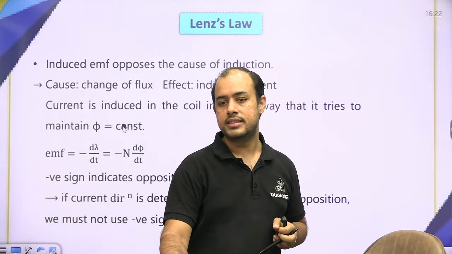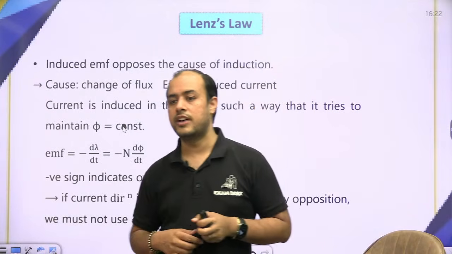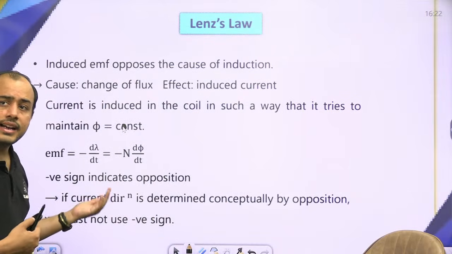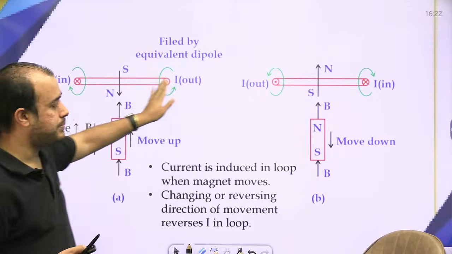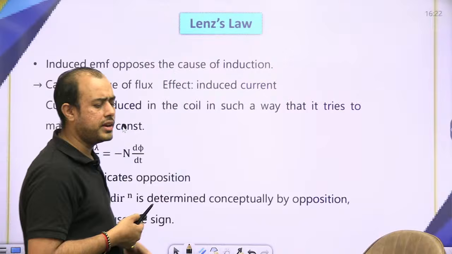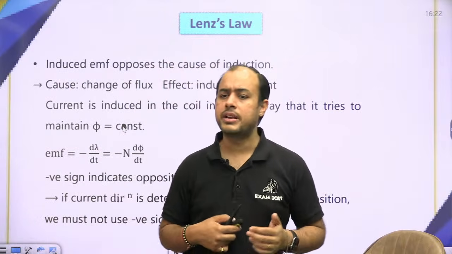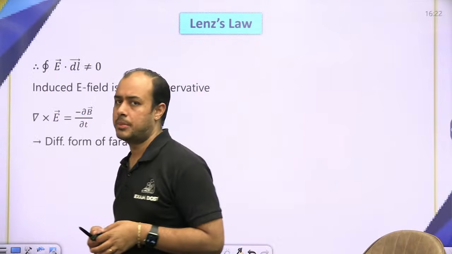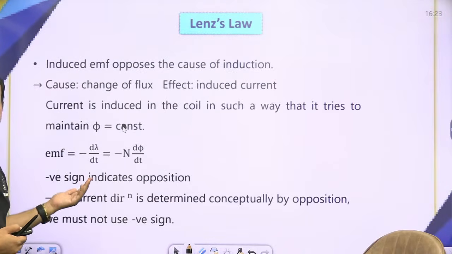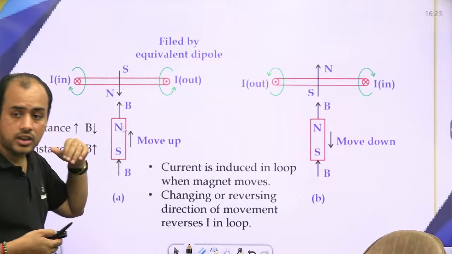He inserted a minus sign into the Faraday's law. Now beta, current direction we can derive conceptually. If you are deriving current direction like this, no need to use a minus sign because you have already considered opposition. So when there is an EMF in a coil, the coil is a closed loop.